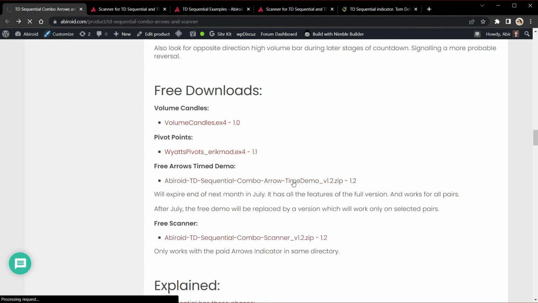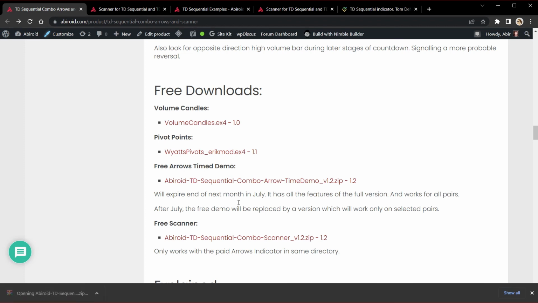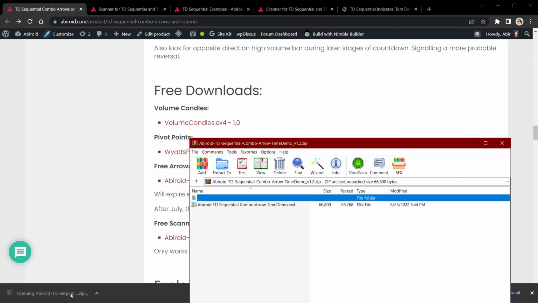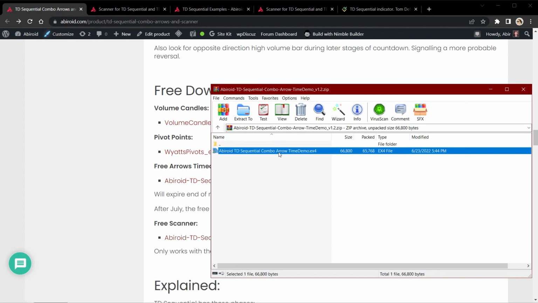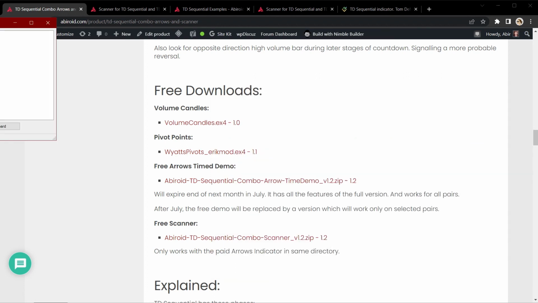You just need to rename this file. So if you download this, and if you want it to work with the scanner, then make sure that you place this ex4 in the same directory as the scanner and just rename it. Just remove this part, time demo. If you rename it to something like this, then it will work just fine with the scanner. So you can check it out if you like, in case you want to try the demo out before you buy it.